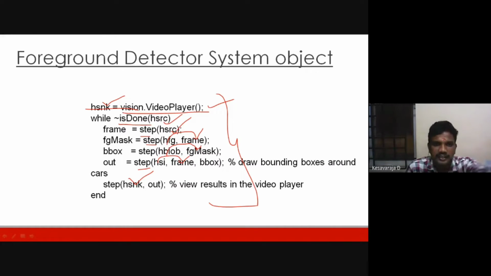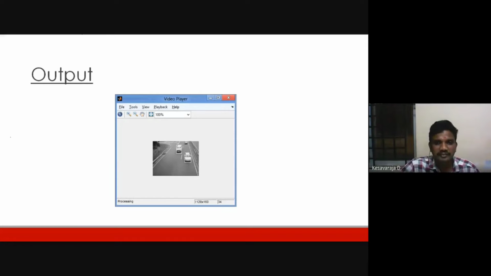Please see the result, and then again I am explaining the program. Please see the picture. In the entire video, the cars were tracked with the help of white boundary boxes. So again, I'm repeating the same for 2 minutes, and then I'm entering into the second demo.